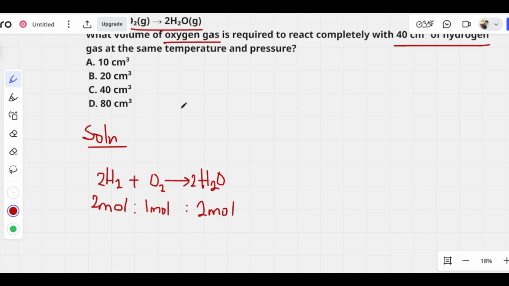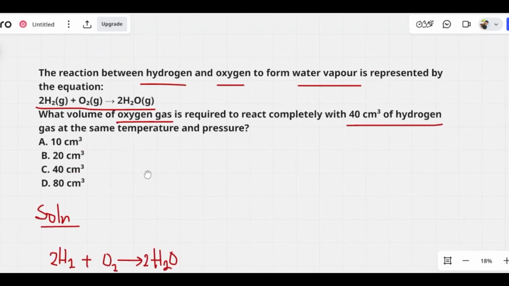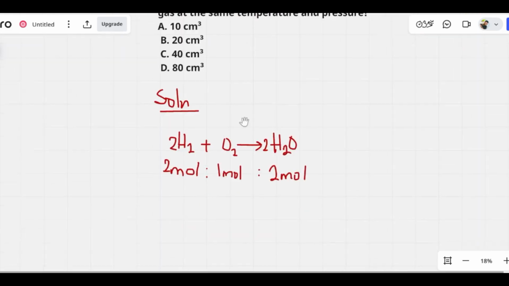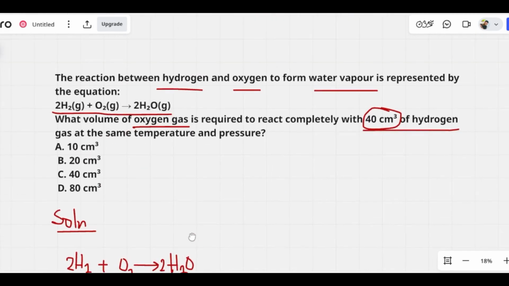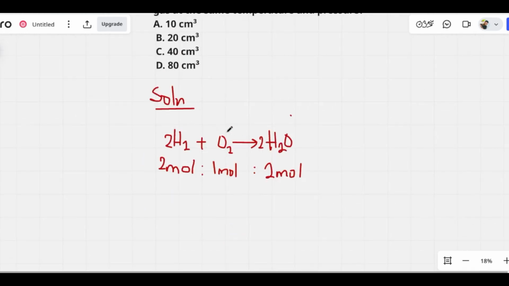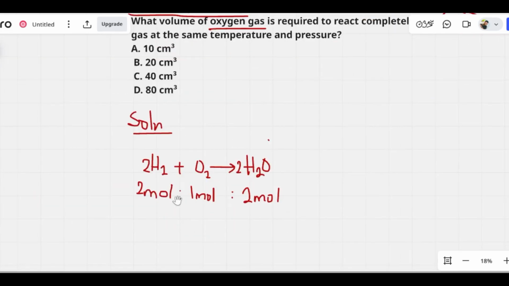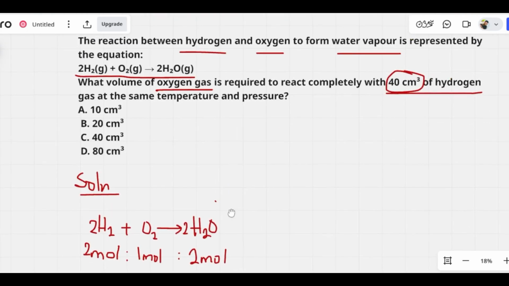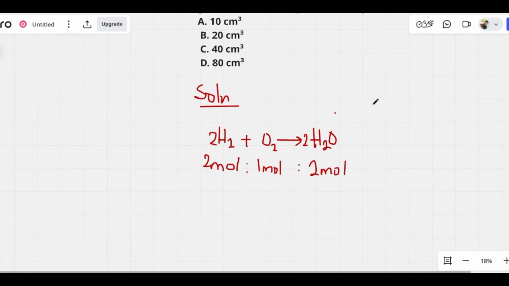Now you check the question. In the question, your given data is in cm cube, meaning that you have to work with cm cube. And who are you working with? They said oxygen and hydrogen. So you are working with this guy and this guy. So you can ignore this guy for now. Now, how do you convert 2 moles to cm cube?